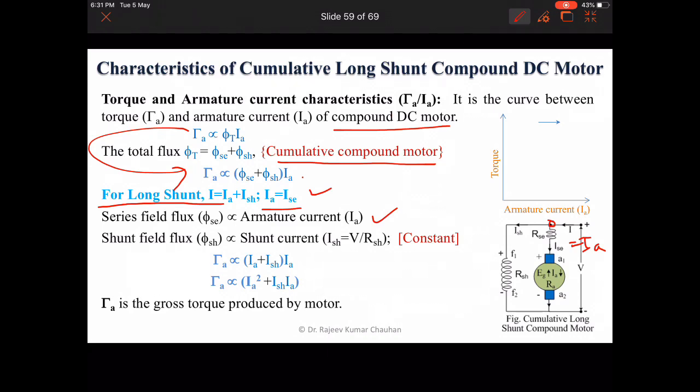Tau A is proportional to Ia plus ISH multiplied by Ia, because we have substituted the value of phi Se and phi Sh in the current format. Just solve this bracket, we will get tau A is proportional to Ia square plus ISH Ia. Here tau A is the gross torque produced by the motor. So, this is the curve between torque and armature current.